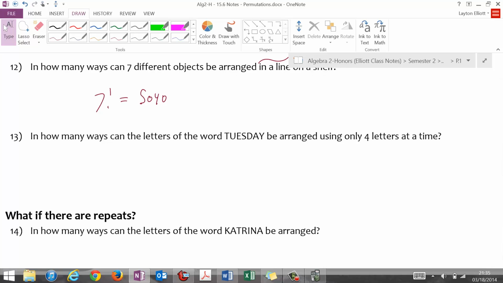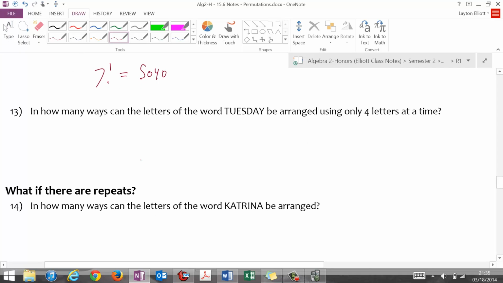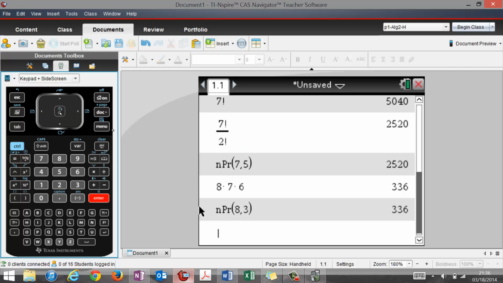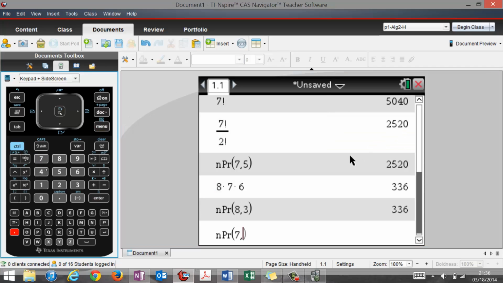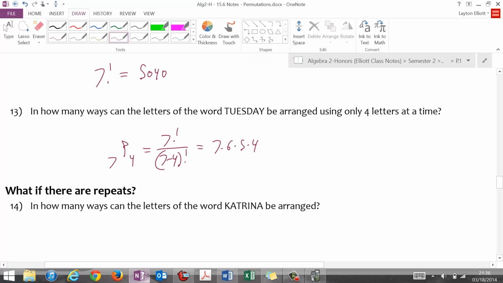If we arrange the words Tuesday, Tuesday has 7 letters, 7 different letters, which is important. And I'm going to pick 4 of them. So you're starting to get the idea that this is not terribly difficult. That is 7 factorial over 7 minus 4 factorial, or 7 times 6 times 5 times 4. And if I go calculator way to enter it, again, menu, probability, permutation, 7, comma, 4 is the easiest way to do it. 840.